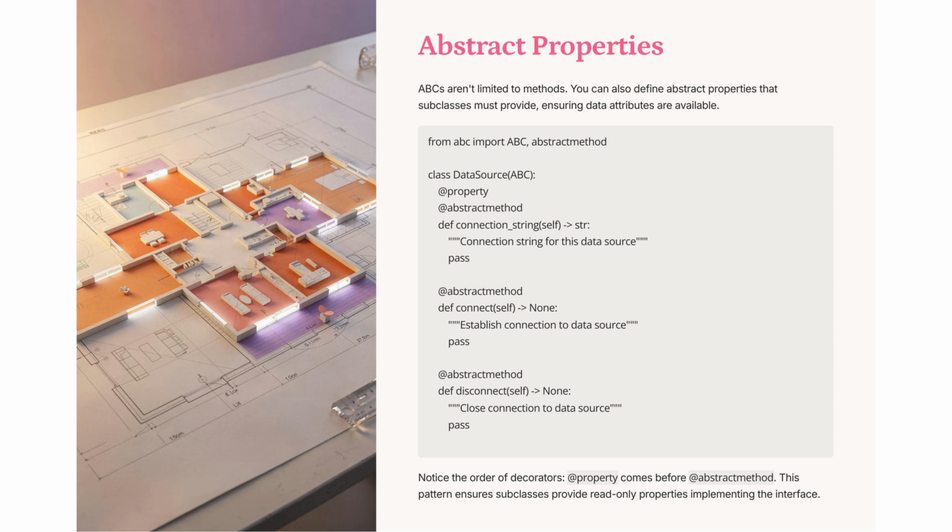Using @property before @abstractmethod ensures subclasses implement read-only properties. This pattern guarantees that essential attributes like connection strings are consistently available, while methods like connect and disconnect establish and close connections, maintaining a robust interface contract.